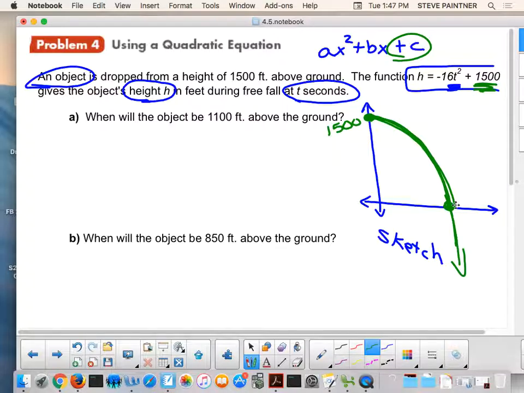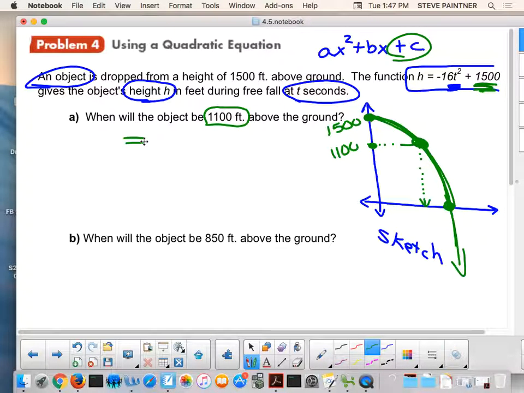But this is part of a parabola, right? Okay, here we go. First question, when will the object, the baseball, be 1,100 feet? Okay, 1,100 feet. Well, that's right about here. So right about there. So this is the answer down here, isn't it? That's the answer? Sure. Okay, well, how am I going to do this?